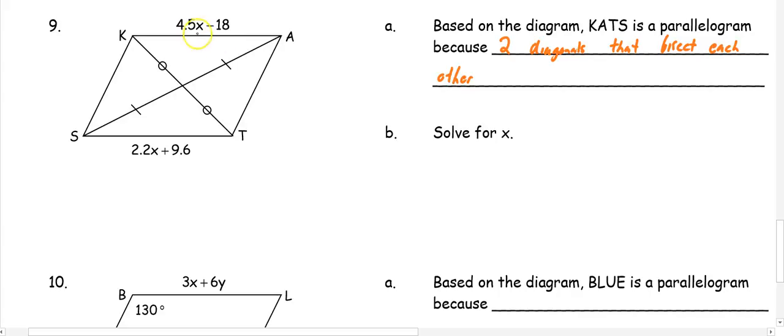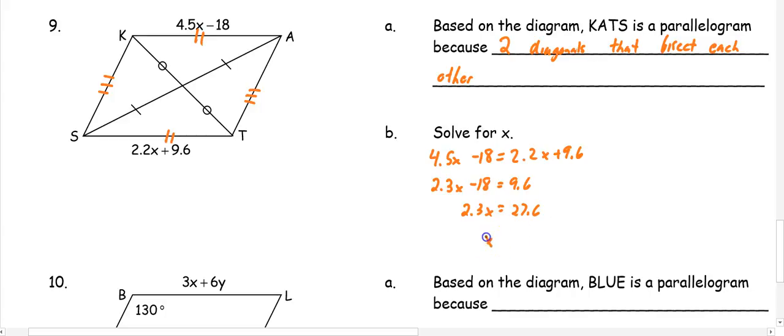So now we're going to solve for x, so we know that our opposite sides are congruent. So to solve for x, we have 4.5x minus 18 equals 2.2x plus 9.6. So I'm going to subtract 2.2x from both sides, and I get 2.3x minus 18 equals 9.6. I'm going to add 18 to both sides, so 2.3x equals 27.6. And when we divide by 2.3, we get x is 12.